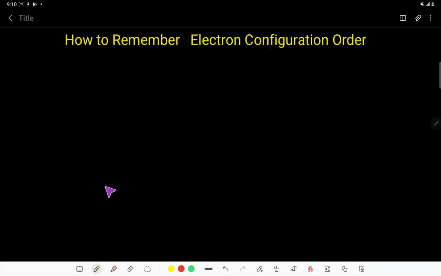In this video, we are going to teach you how to remember electron configuration order. To remember electron configuration order, you need to remember this. You know that you usually distribute electrons to different sublevels: s sublevel, p sublevel, d sublevel, and f sublevel, right? So you are using just 4 sublevels.